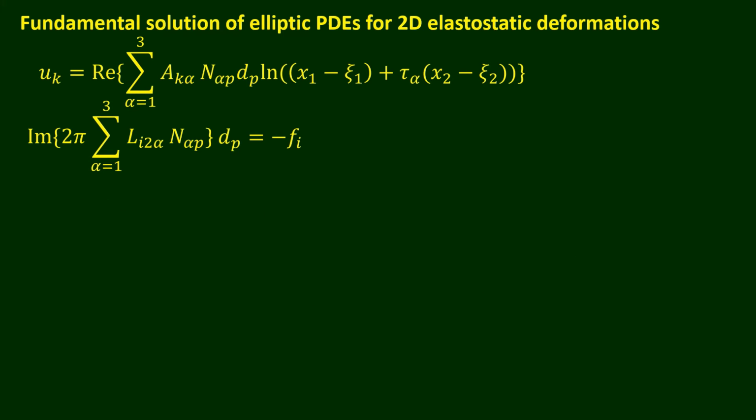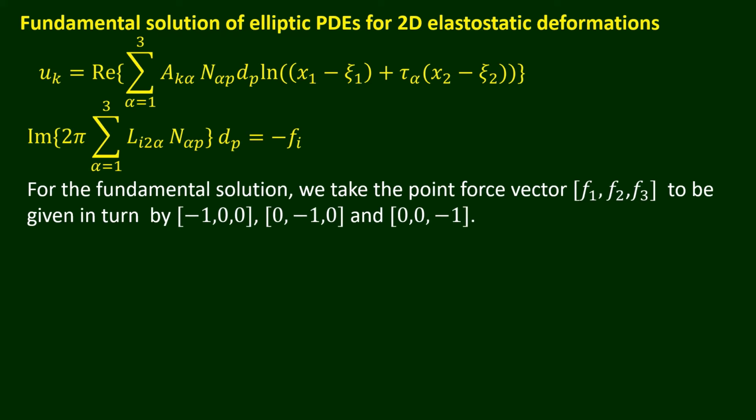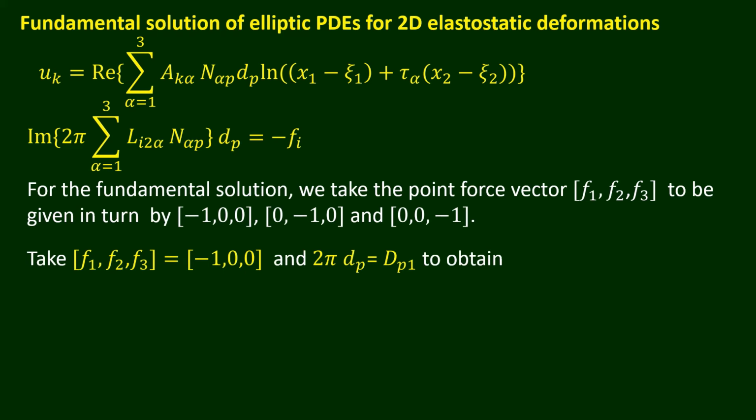For the fundamental solution, we take the point force vector F1, F2, F3 to be given, in turn, by the unit vectors minus 1, 0, 0; 0, minus 1, 0; and 0, 0, minus 1. Take F1, F2, F3 equals minus 1, 0, 0, and 2 pi dp equals capital Dp1.